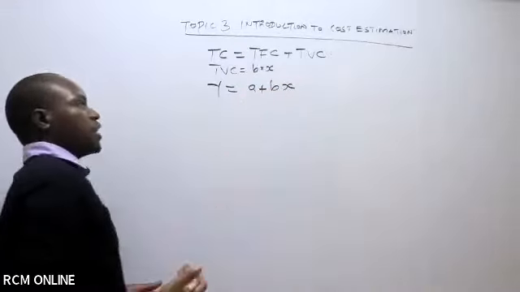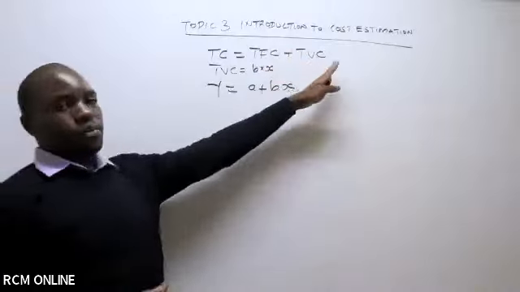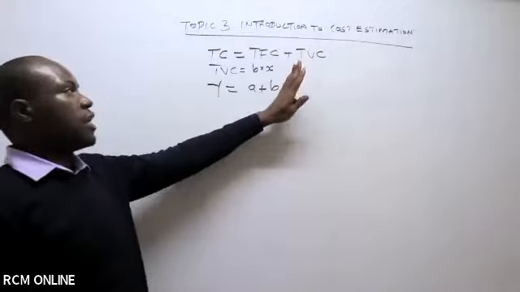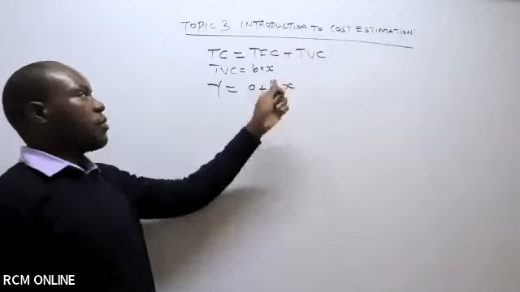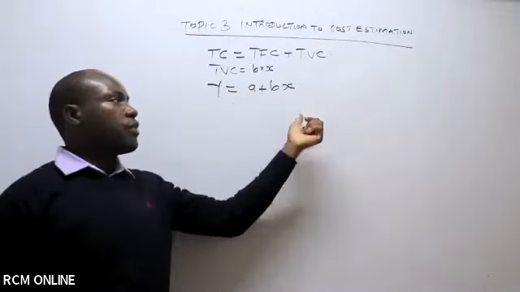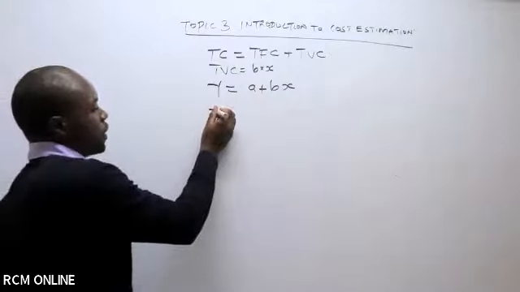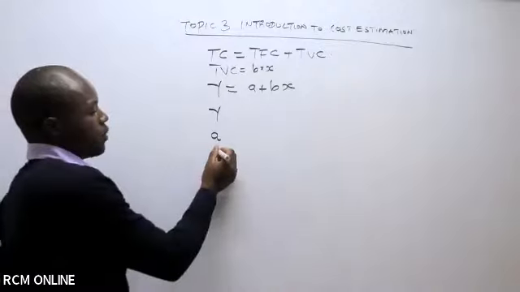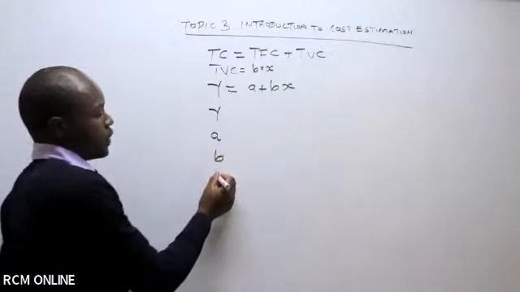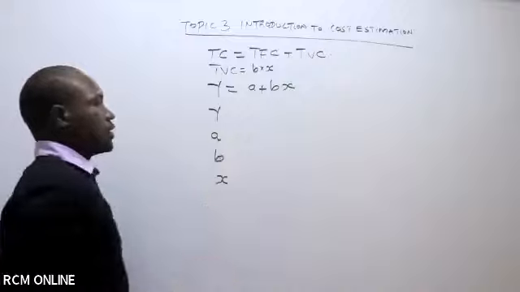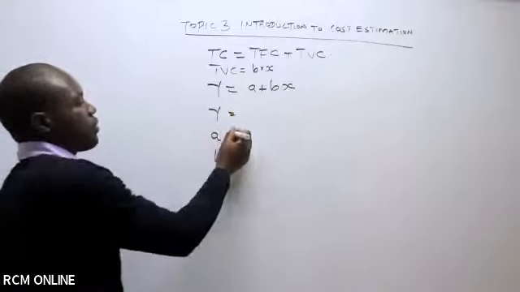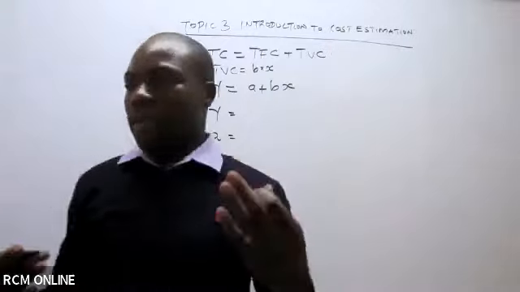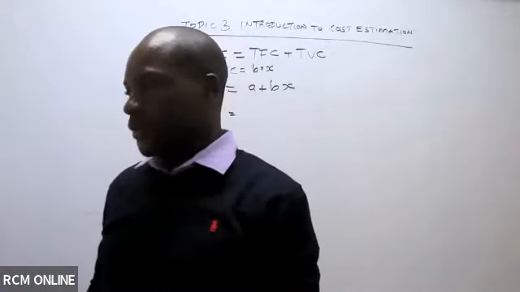So this is the introduction part of this particular concept of cost estimation. This is the first part of cost estimation. So under this particular formula, we'll be able to see what y represents. What do we mean by letter a? What does this b represent? What does this x represent? Before we get to now the methods of coming up with that.